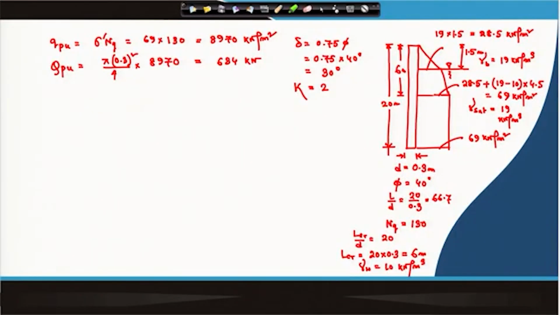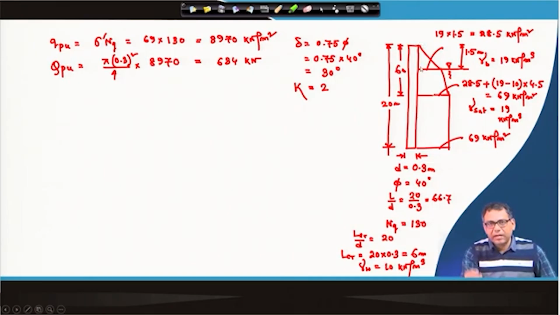Now, in the next part we have to calculate the friction resistance, because we have determined the tip resistance for this particular problem. We have a critical depth of 6 meter and the tip resistance is 634 kilonewton. Now, the friction resistance I am calculating for 3 different parts. One is from 0 to 1.5, another is 1.5 to 6, another is 6 to 20.